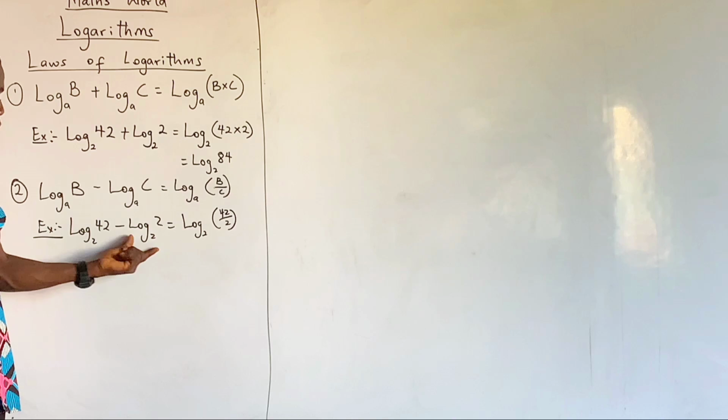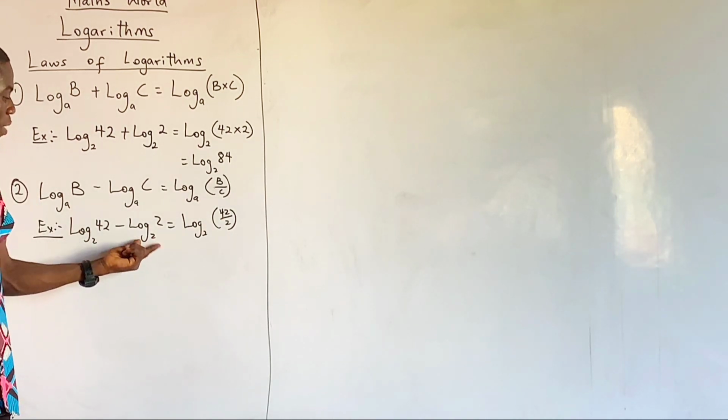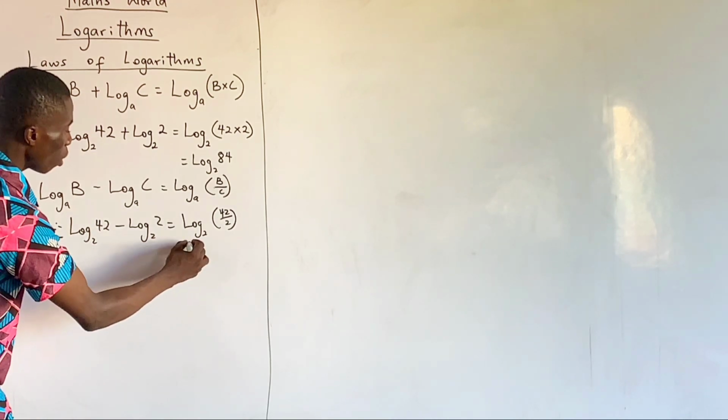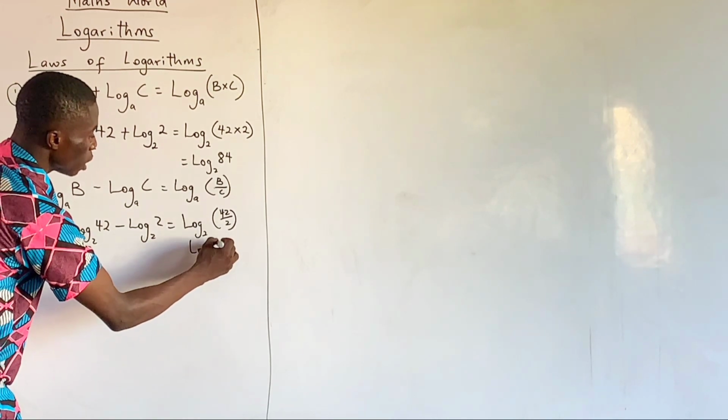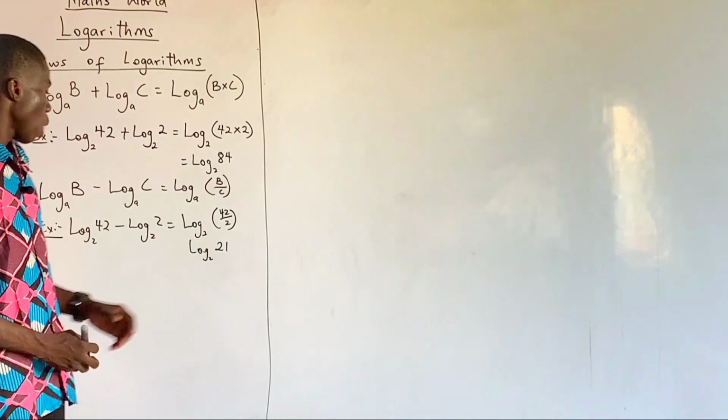Since we are subtracting them, the minus will change to division, and they have the same base, so we take only one out, and 42 over 2 is 21. So this will be our law.